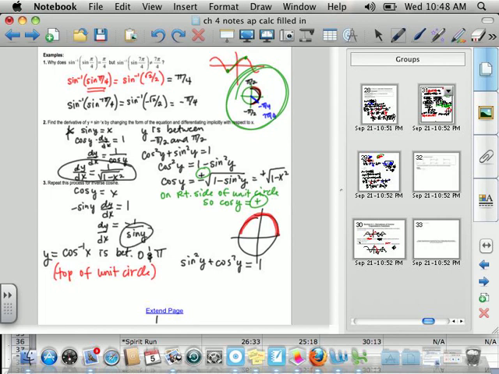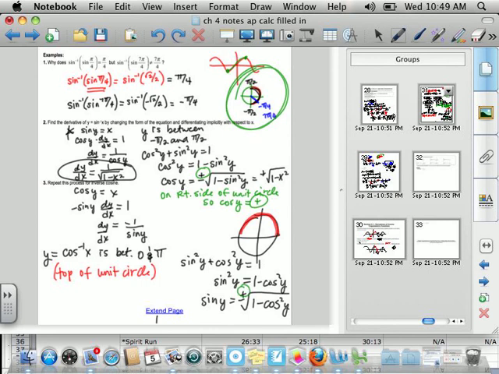So I'd solve for sine of y by subtracting cosine squared and then taking the square root. So I'm going to have sine of y equals plus or minus the square root of 1 minus cosine squared y. But since we're on the top part of the unit circle, sine values are always positive, right? So you're going to use the positive version for that.